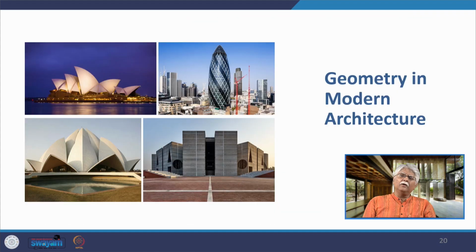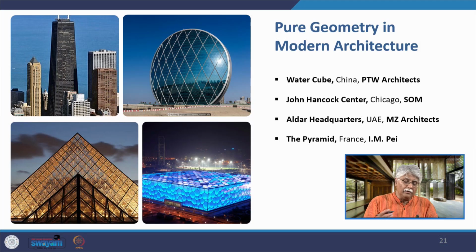Now, pure geometry, which Ledoux and Boullée envisioned, came alive in the 20th and the 21st century, because now we had the structural and material technology to build these kinds of forms. For example, we find that in the Sydney Opera House, in the Gherkin, the Swiss Re building by Norman Foster, in the Sher-e-Bangla assembly in Bangladesh, or in the Baha'i temple. We find that in the Water Cube. It is a complete cube and made out of this material. Maybe we will look at it again later.